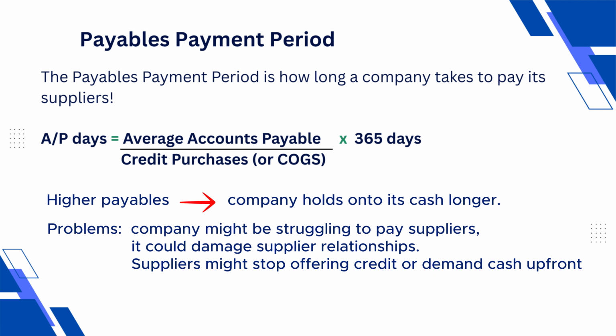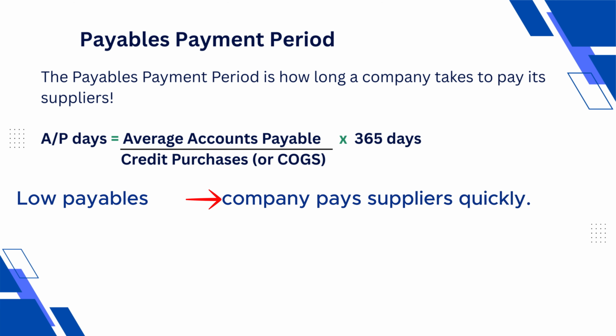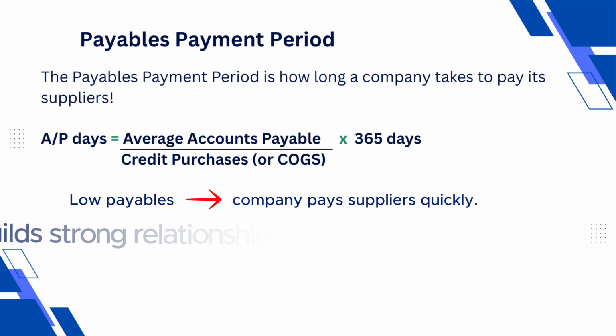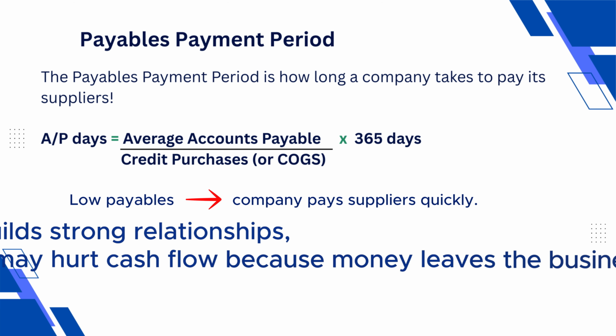On the other hand, a low payables period means the company pays suppliers quickly. That builds strong relationships, but it may hurt cash flow because money leaves the business faster. This ratio is all about balancing cash flow and supplier trust. A smart business doesn't pay too early, but also doesn't pay so late that it creates risk.